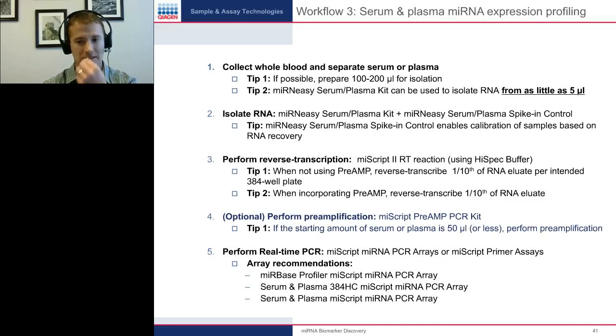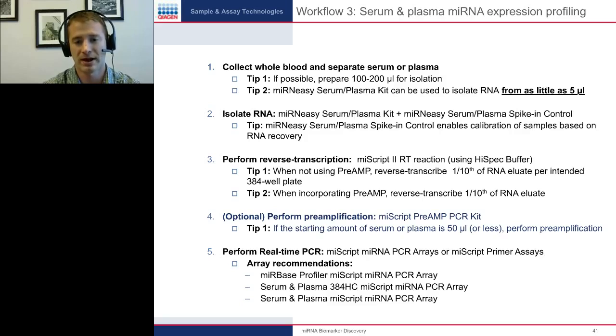Workflow 3 is specific for serum and plasma expression profiling. Step 1, you collect your whole blood and separate your serum or plasma. And tip 1 is, if possible, prep 100 to 200 microliters of your sample for isolation. And tip 2 is, though, if you don't have that type of input volume, you can use this kit to isolate RNA from as little as only 5 microliters of serum or plasma.